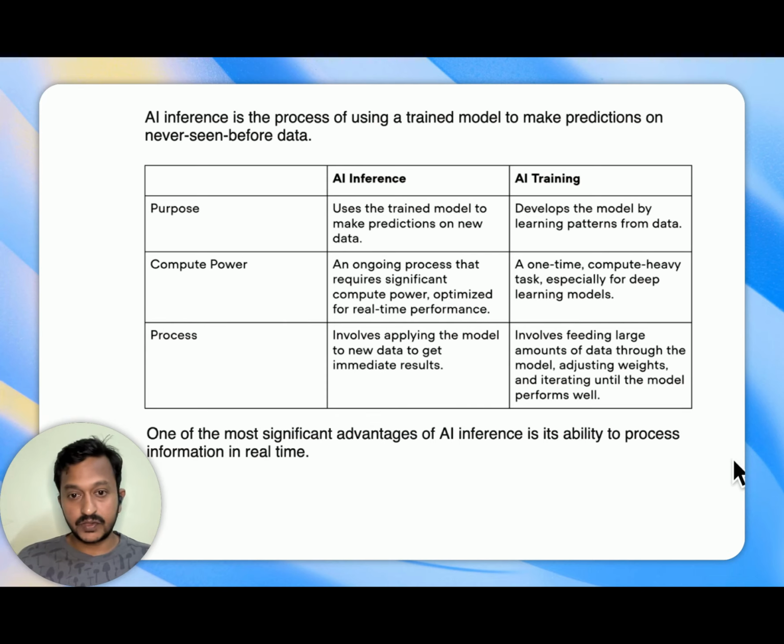And what about the process? In AI inference, it involves applying the model to new data to get immediate results. Whereas in AI training, the process involves feeding large amounts of data through the model, adjusting weights and iterating until the model performs well. So there goes a lot of effort in AI training, whereas AI inference is a new technology and it's very powerful compared to AI training. And one of the most significant advantages of AI inference is its ability to process information in real time.